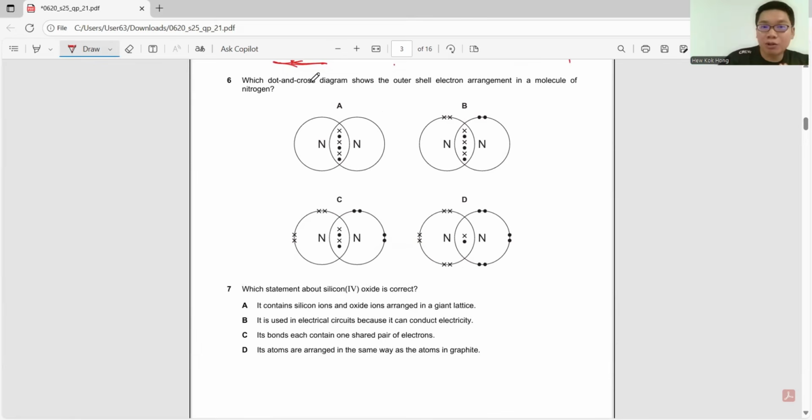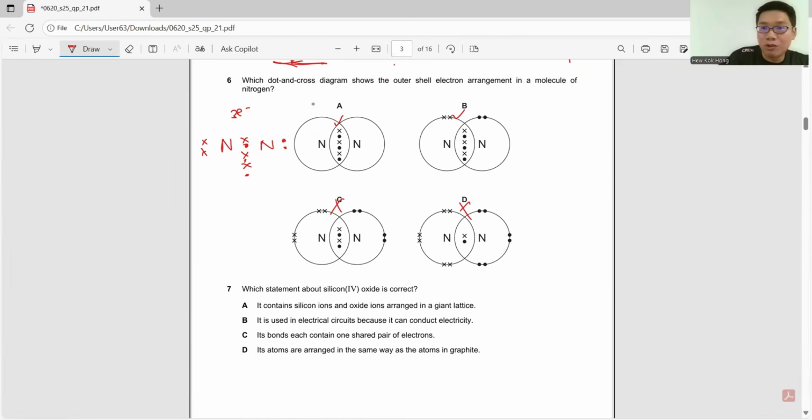6. Which dot and cross diagram shows the outer shell electron arrangement in a molecule of nitrogen? So nitrogen, we know it is group 5. Group 5 means that it needs 3 more electrons. So it will share 3 electrons. And the balance 2 we put here. And then another nitrogen is still the same. 2 we put here. And then 3 more they share. Here, correct, correct, wrong, wrong.